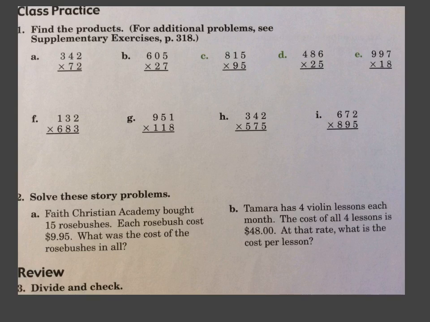Okay, so remember we're going to be doing our spray here. We'll do 2 times 2, and then 2 times 4, and then 2 times 3. And then we'll look at our tens place of our 7, and we'll do 7 times 2, 7 times 4, 7 times 3. Let's go ahead and get started. 2 times 2 is 4. 2 times 4 is 8. And 2 times 3 is 6.